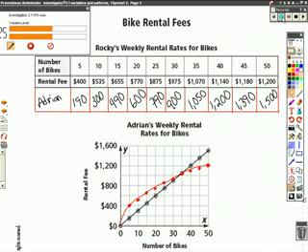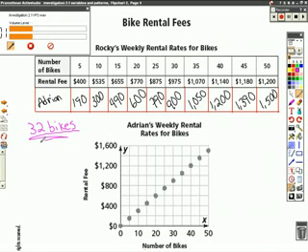Now, what they ideally want us to do is look at the table and then look at the graph. So what I'm going to do is erase that part. So first we'll look at Adrian's. We want to know for 32 bikes, how much is Adrian going to charge?